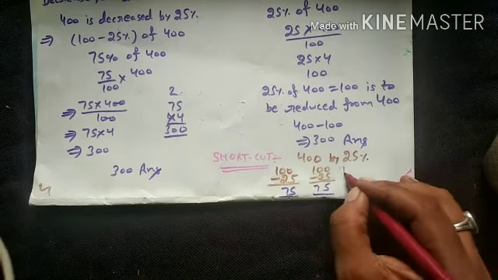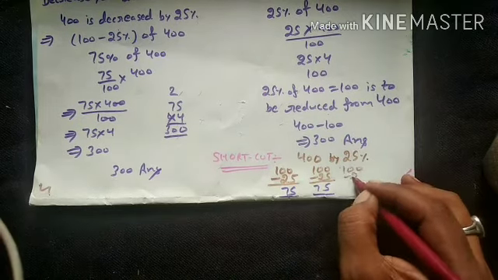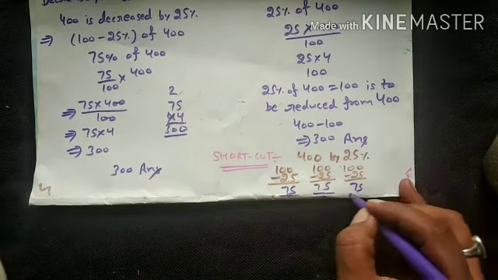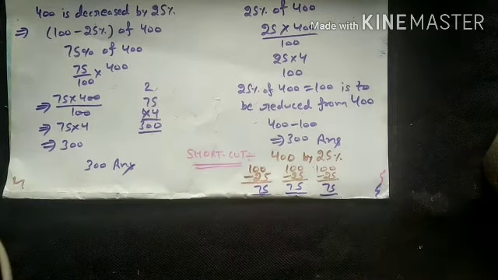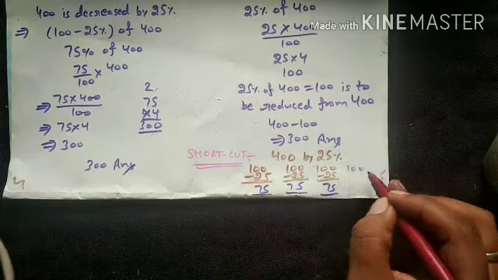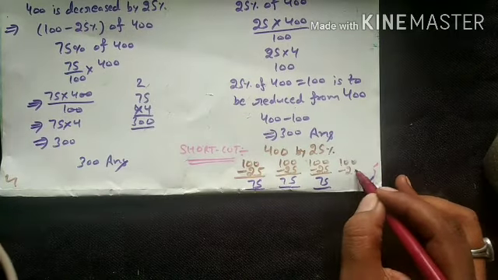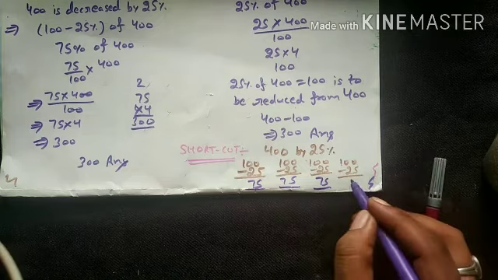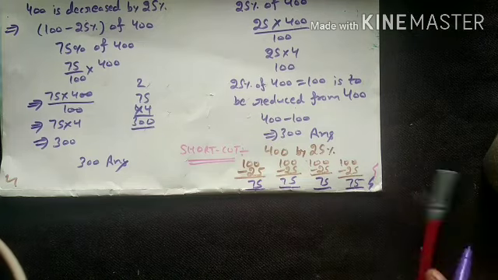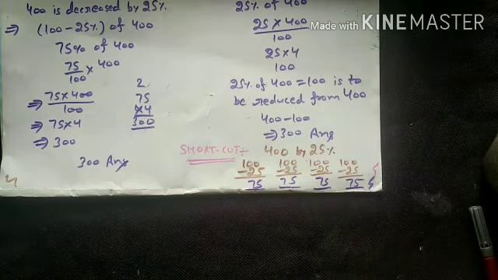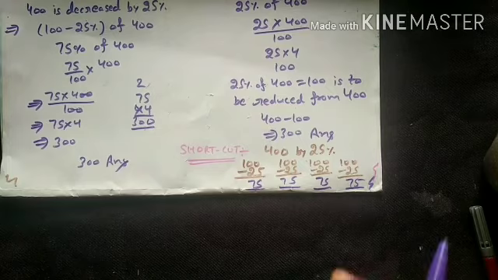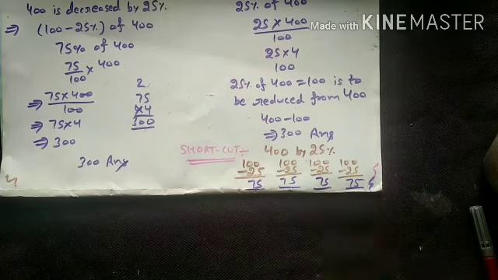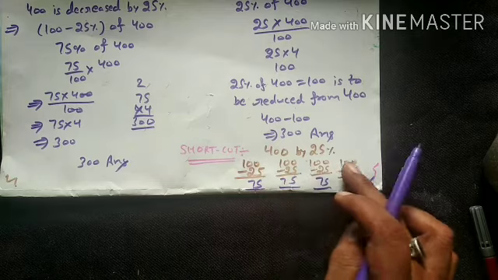Again, you can see the number is 25. You will subtract 25. Now if the number is 100, you will again subtract 25. So what is the answer? The answer is 75. So student, you can see here how many hundreds we have taken? 1, 2, 3, 4. So 100, 200, 300, 400.